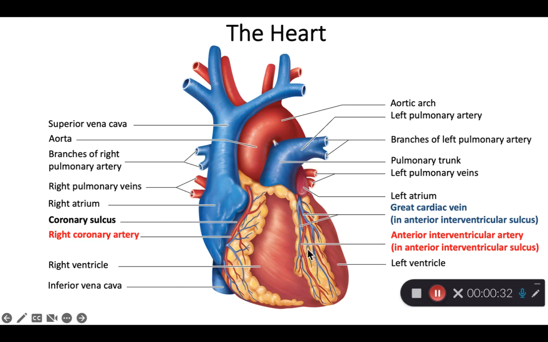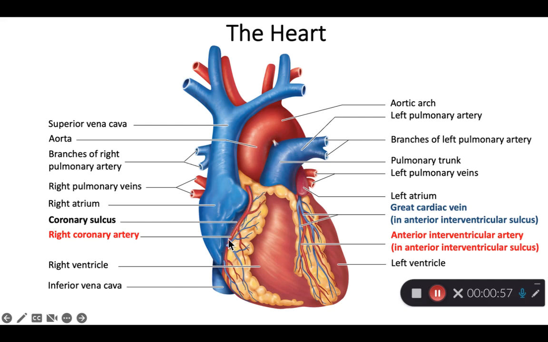But this groove right here also separates the two ventricles. It's known as the interventricular sulcus. And since this is the groove in the front, it's known as the anterior interventricular sulcus. So interventricular means in between ventricles, and a sulcus is a groove. So on this side of the groove is the left ventricle. On this side of the groove is the right ventricle.